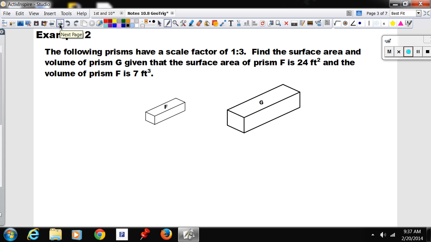Okay, this one says the following two prisms have a scale factor of 1 to 3. I'm going to put that over here. SF is going to stand for scale factor, and it's 1 to 3. That's going to be important. We're going to need that.